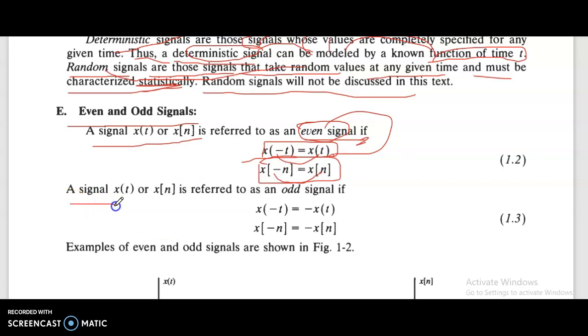A signal x of t or x of n, where the first is for continuous and the second for discrete, is referred to as an odd signal when x of minus t equals minus x of t, and x of minus n equals minus x of n. When the negative argument gives the same signal with a negative sign, then it is an odd signal. Only the sign changes; the positive part doesn't matter.